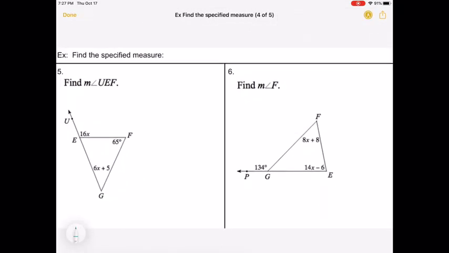All right, now we're going to go on to actually finding the angle, not just x. So remember, always reread your question. Do you need to plug x in, or is that all you have to do? So we're looking for the measure of angle UEF. So first we have to find where that's at. So that is this angle.